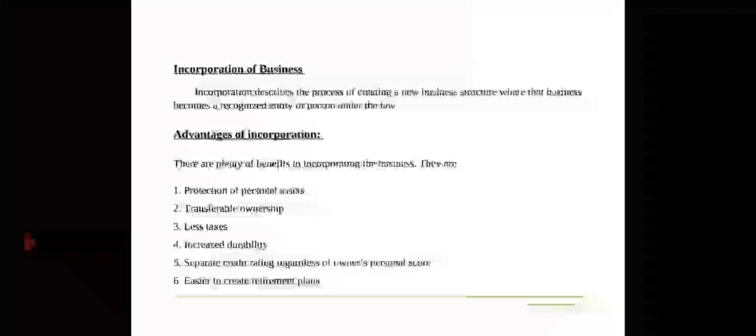And the next one is less taxes. When compared to individuals, the incorporated company's tax will be less. And increased durability. The durability or the life of the incorporated company will be very high because it should not face insolvency for small or minor issues related to the operations or the losses.